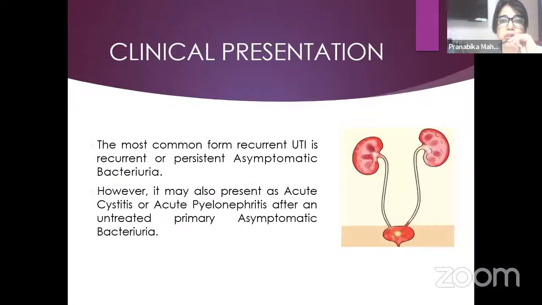So the most common form of recurrent and persistent urinary tract infection is asymptomatic bacteriuria. This is mostly seen in pregnancy. However, it may also present as acute cystitis or pyelonephritis. If asymptomatic bacteriuria is not treated, then that can lead to acute pyelonephritis.